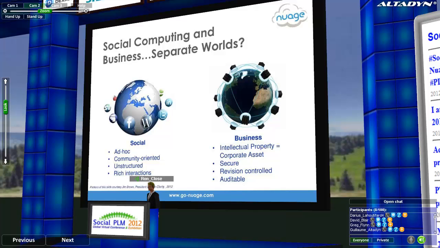And on the other hand, if we think of what happens in the business world, with tools like product lifecycle management or ERP and other things, we're thinking about intellectual property being a corporate asset. We're thinking about words such as security. We're thinking about the auditability of your information and revision controls. And when you compare these two, it's hard to imagine that social computing has a place in business because of this ad hoc, free-form nature in which people share things.